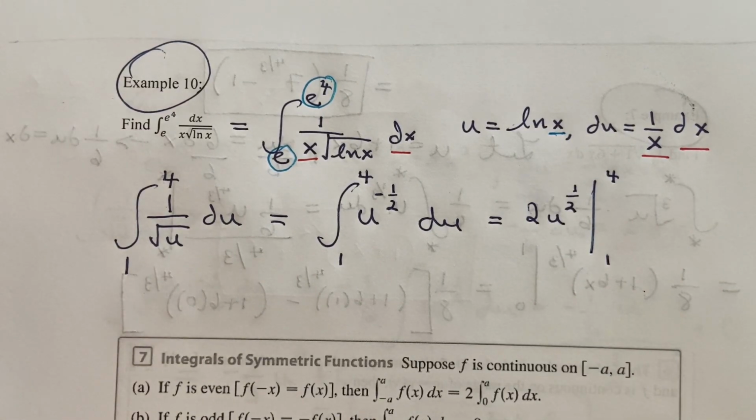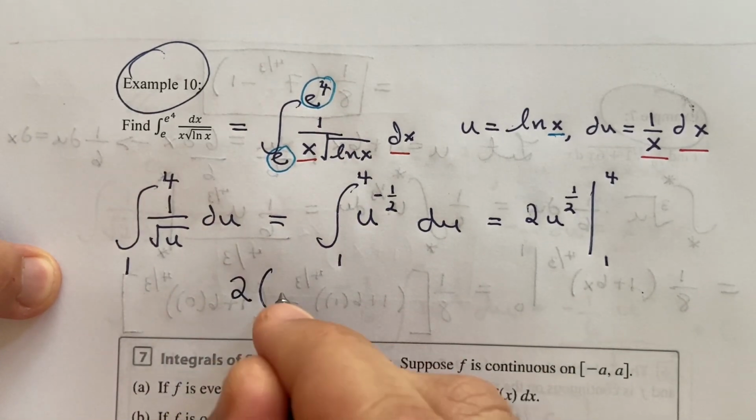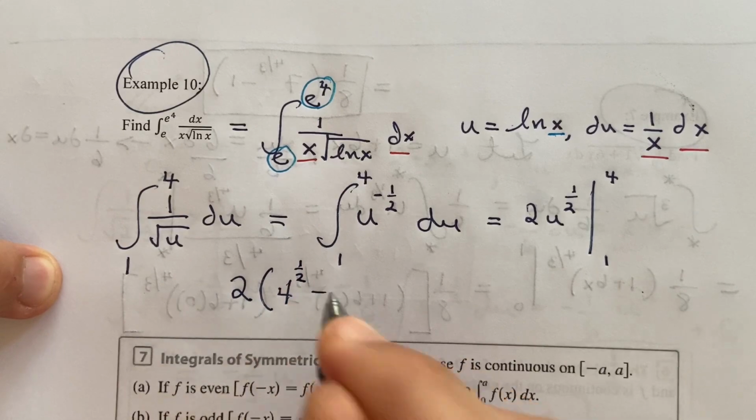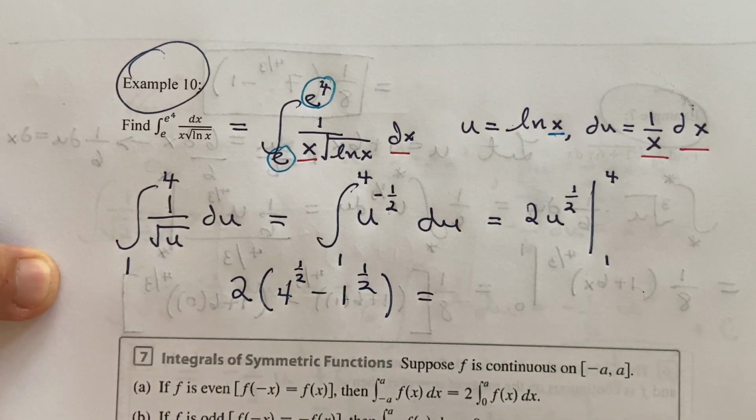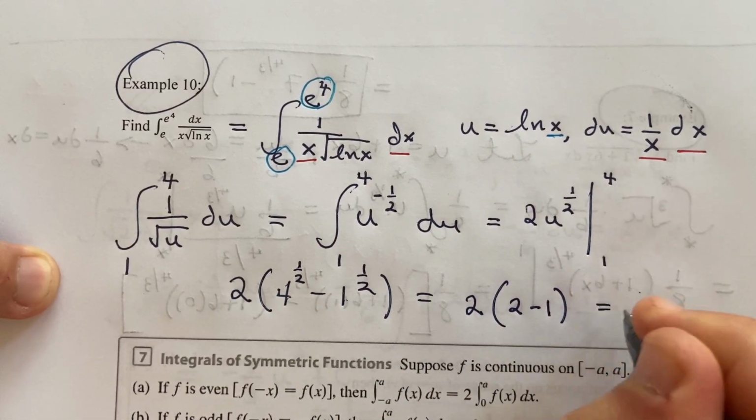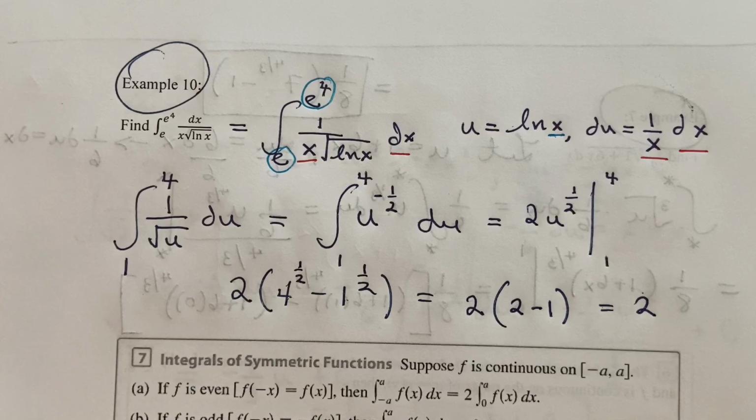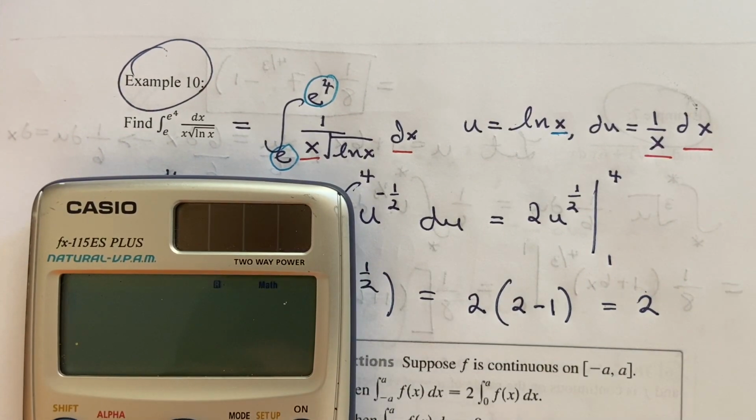We're going to check this one too, just to make sure that math is working. So 2 times 4 to the 1/2 minus 1 to the 1/2. In other words, 2 times 2 minus 1. In other words, 2. Let's type the original one in and see if the calculator can do it.